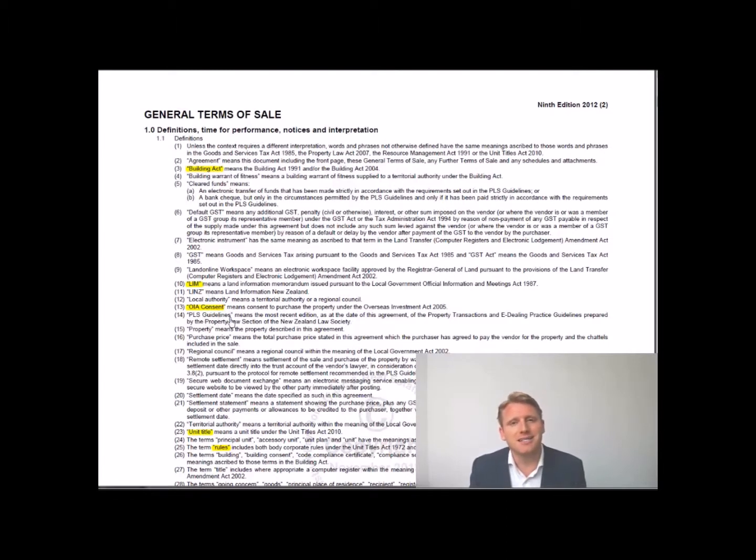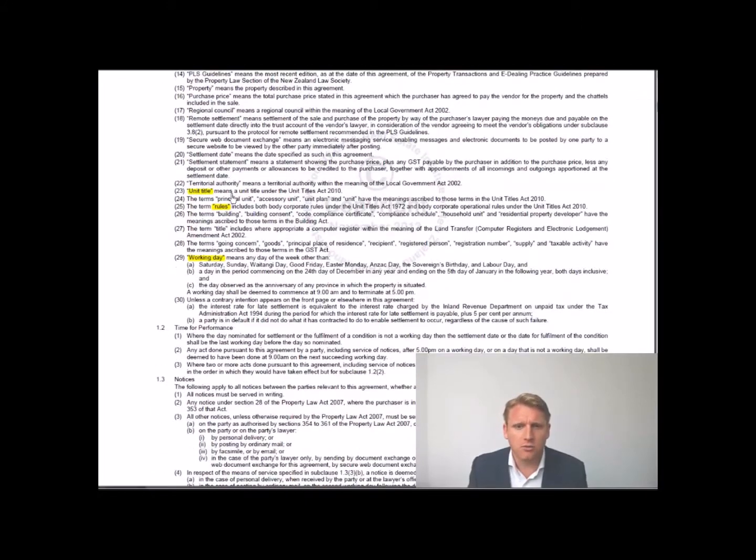OIA consent, that means Overseas Investment Act 2005, so that's if you're buying over a certain value of property or a type of property, etc., and you're an overseas person, for example. Unit title, now that means the unit title under the Unit Titles Act, so that applies quite a lot usually when you're buying an apartment. Rules, now that means the body corporate rules under the Unit Titles Act, so that obviously applies as well. Working day means any day of the week where it's not a statutory holiday or a weekend.